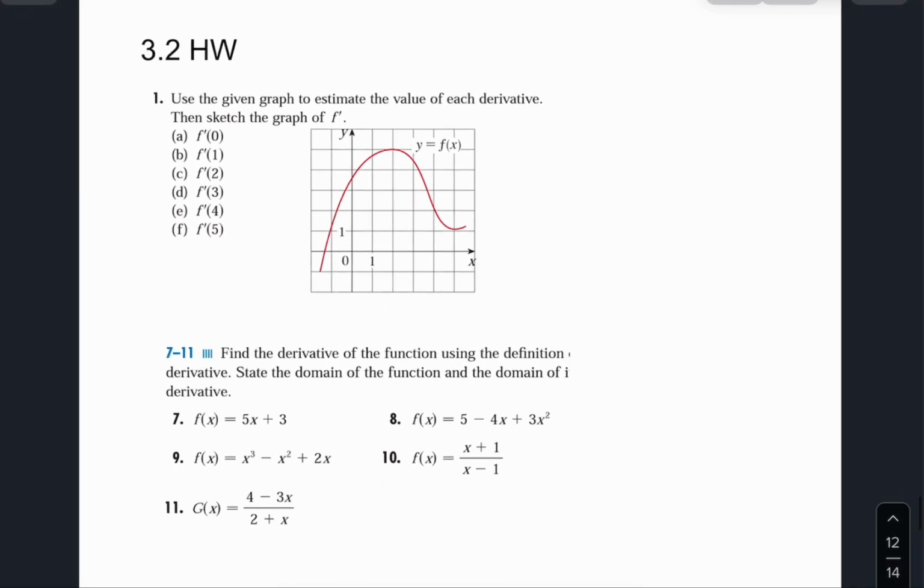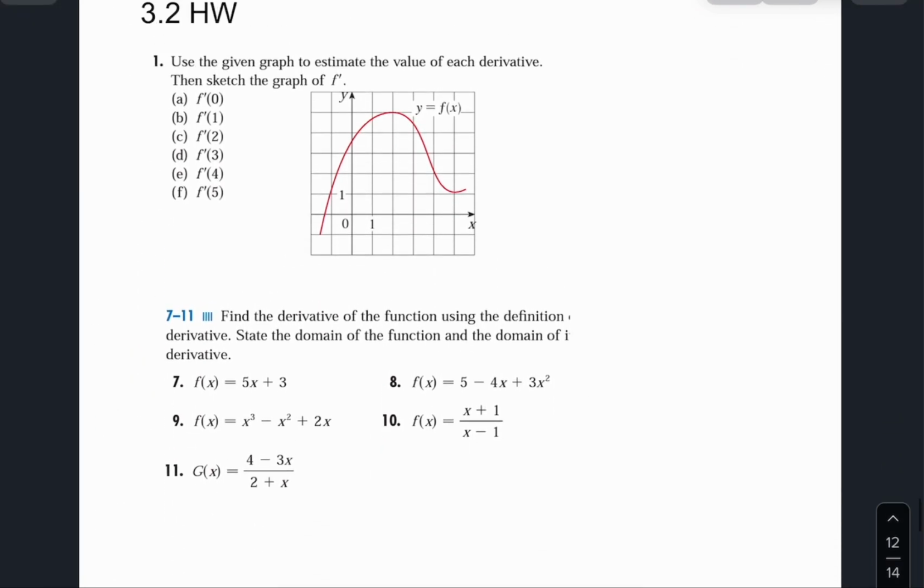Here is the 3-2 homework. Not a lot to do. We have some polynomials and some fractions. And I would like you to add one more, a number 12. I want you to find the derivative of x times the square root of x minus 2. So then we have some regular polynomials, some fractions, and a square root. Okay, so that is 3.2.